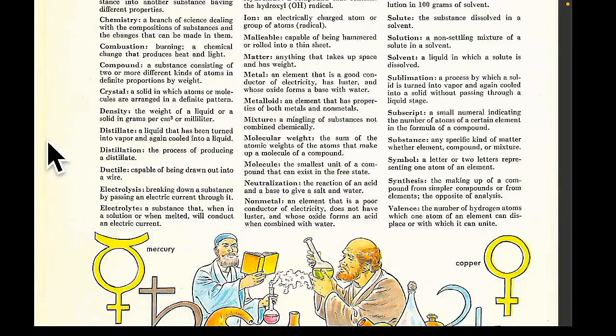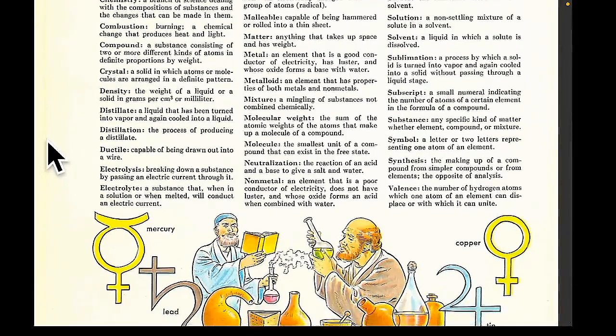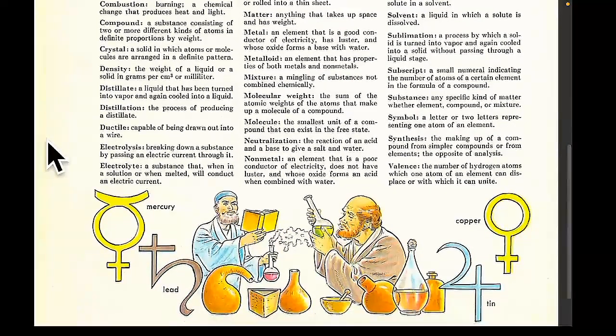Matter, anything that takes up space and has weight. Metal, an element that is a good conductor of electricity and has luster, whose oxide forms a base with water. Metalloid, an element that has properties of both metals and non-metals. Mixture, a mingling of substances that do not combine chemically. Molecular weight, the sum of the atomic weights of the atoms that make up a molecule of a compound. Molecule, the smallest unit of a compound that occurs in the free state.